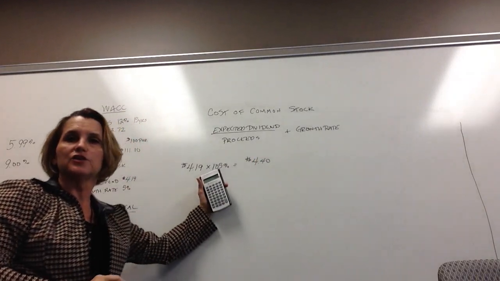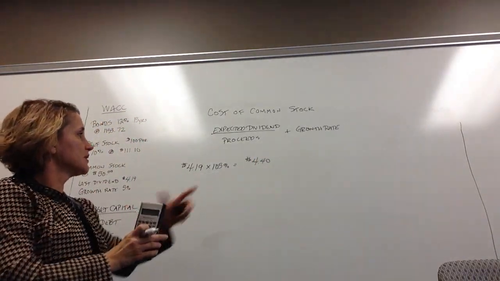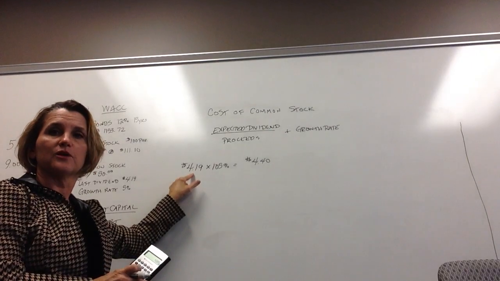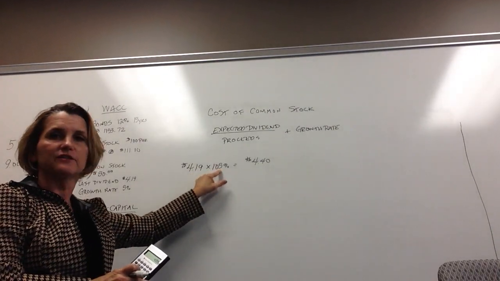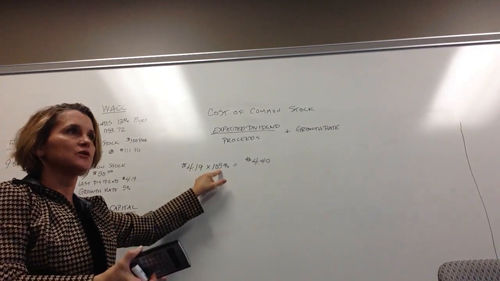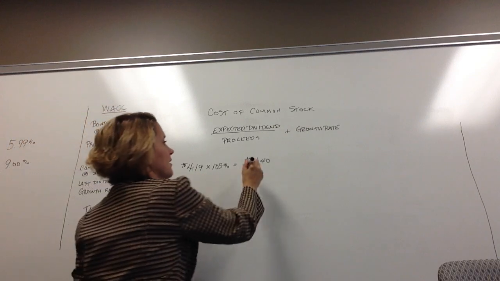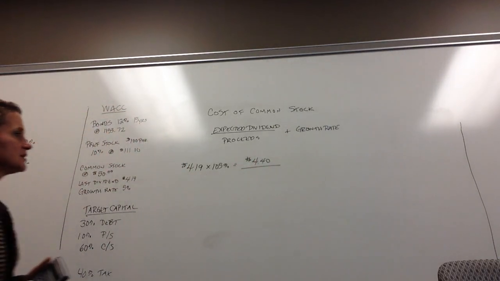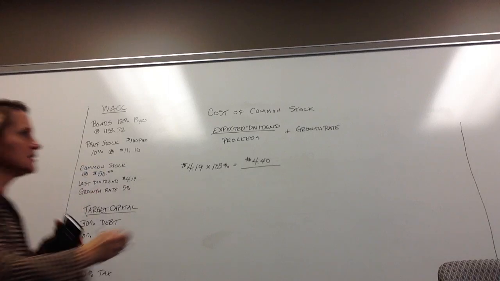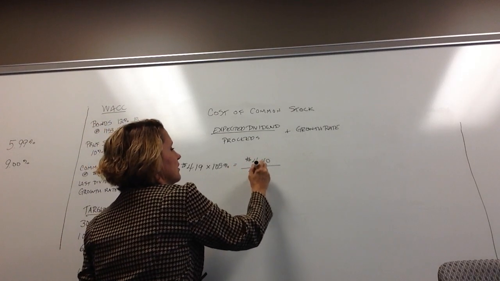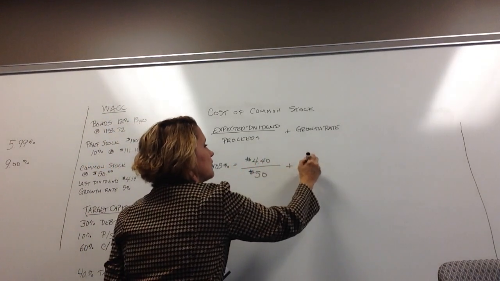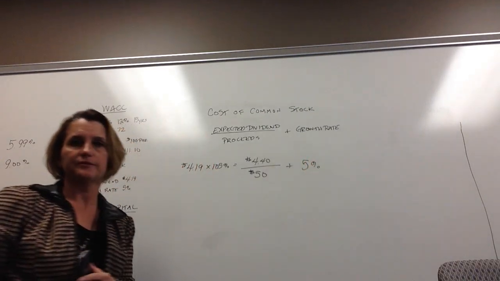And then the reason I use the 105% is because the dividend will be 100% of what it was last year plus a 5% increase. So it just saves me a mathematical step. So that's my expected dividend. My proceeds are what it's selling at, which is $50. And then my growth rate is 5%.